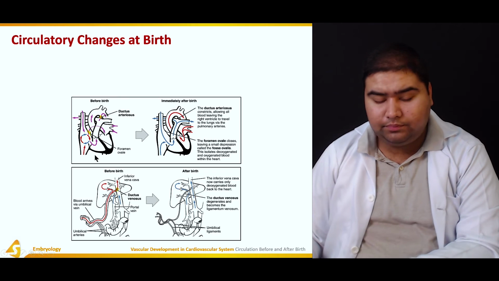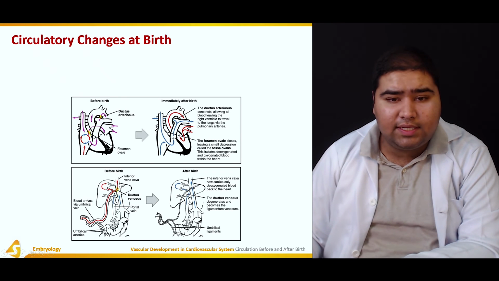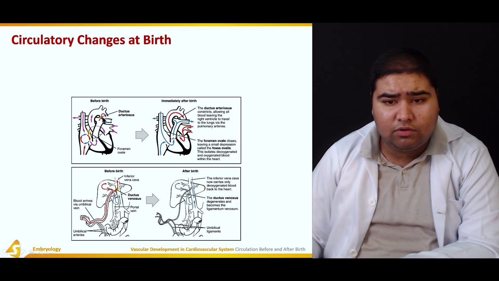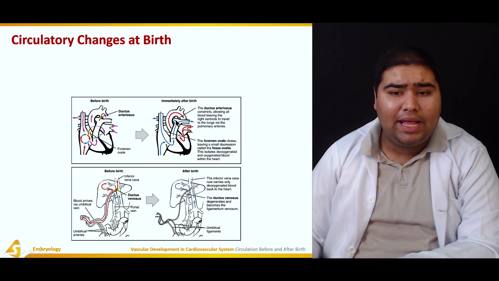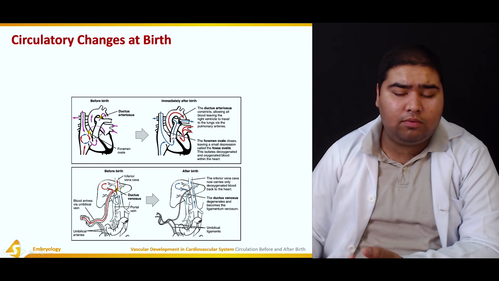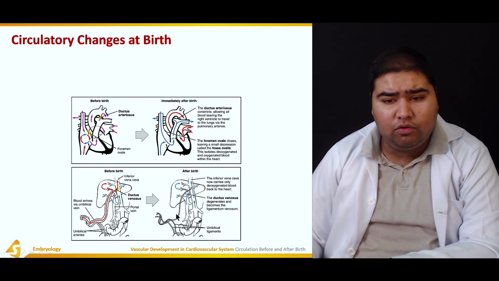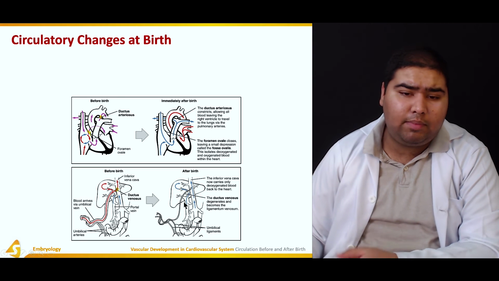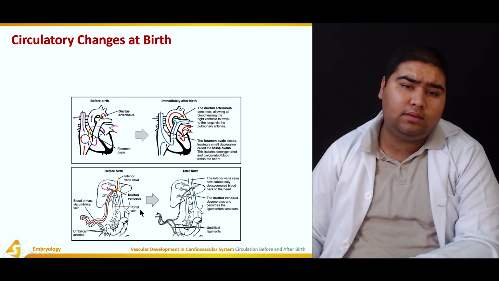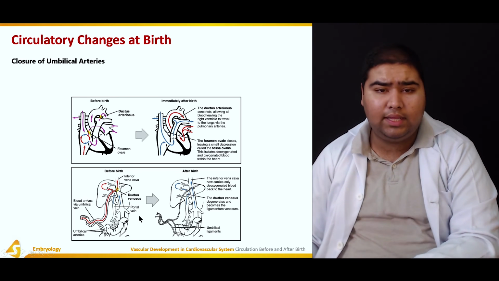So here you can see this is the patent foramen ovale. The foramen ovale has now been closed immediately after birth. This is the patent ductus arteriosus, which is now closed and constricted, so no blood can actually flow through it. There's cessation of the blood flow through the umbilical vessels because the umbilicus is no longer there.